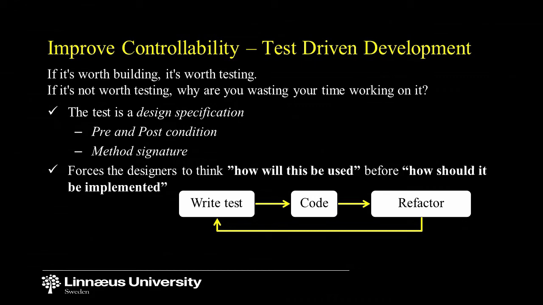Because what is a test? We have a requirement specification, which is translated into some design specification, which is implemented in some programming language, which is in fact another specification. And then we write the test. What they suggest is that if you spend time on implementing, developing something, it's worth testing. So the test is actually a design specification. Because you test that if the system is in this state and I exercise this method with these parameters, this is the expected result. So this is a design specification.